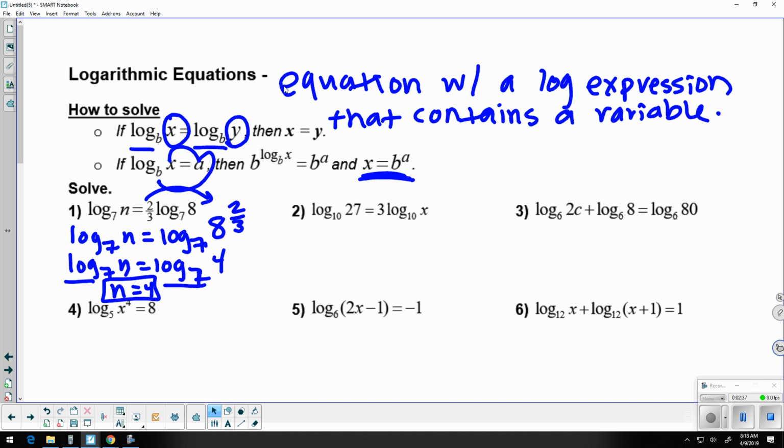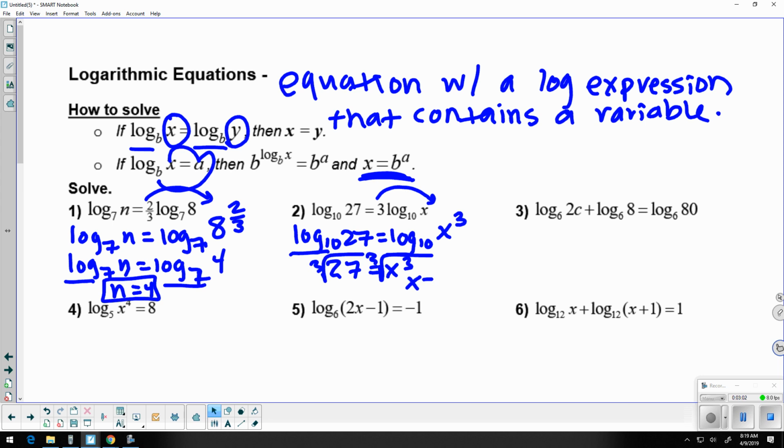Okay, so we're already done. Number 2, similar idea. First, I'm going to push that back as an exponent. So I have log base 10 of 27 equals log base 10 of x cubed. Again, you see the same log with the same base on both sides, so I'm just going to drop the logs altogether and set 27 equal to x cubed. Now how do we solve for x? You take the cubic root of both sides. When I take the cubic root of 27, I should get 3 as my final solution.